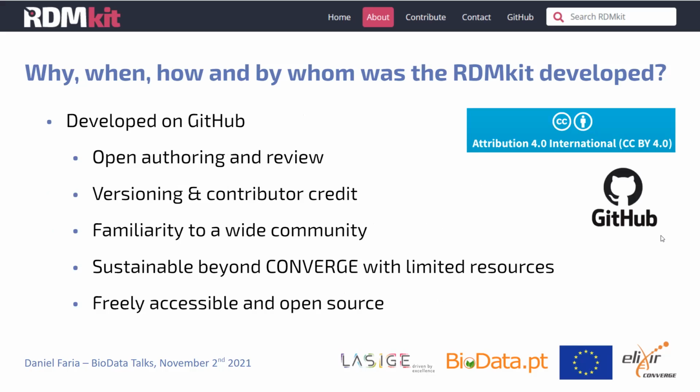As to the how, we developed the RDM Kit on GitHub, so it's a GitHub Pages structure. And the reasons for this are several. It enables open authoring and review, which is good when we want to have a community effort and people contributing from all over the place. It has versioning and enables contributor credits. It is familiar to a wide community, and it should be sustainable beyond Converge with limited resources.